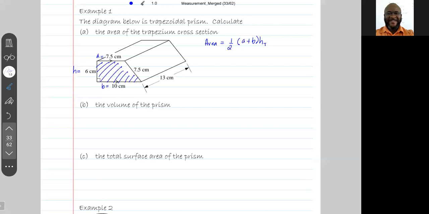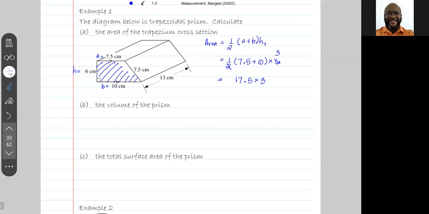And everybody should remember that height is associated with the right angle. If there's no right angle, there is no height. So this is a half, 7.5 plus 10 times the height of the trapezium, which is 6. Guys, a half of 6 is 3. So this would be 17.5 times 3. What is this? Is it 52.5? Help me know, somebody.